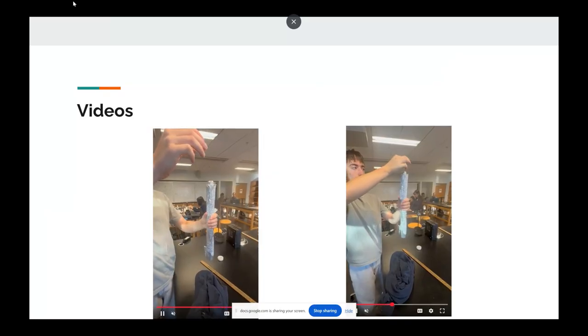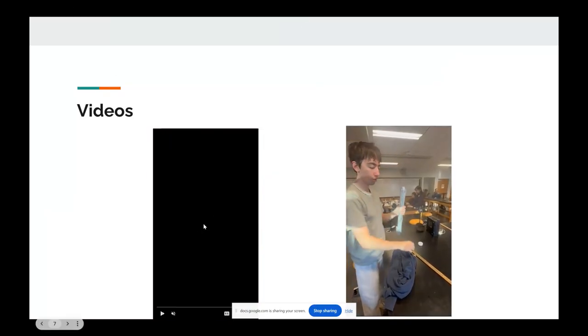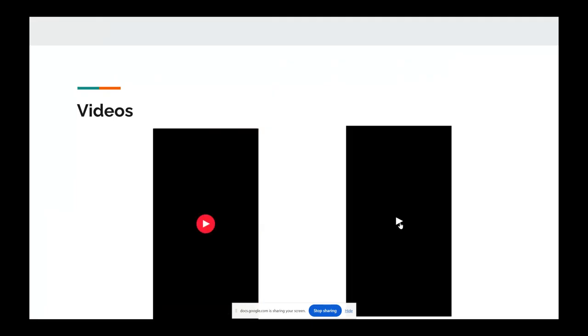Here are the videos. Obviously, on the left, it is free space. You can just see that again. And then on the right is through the tube.